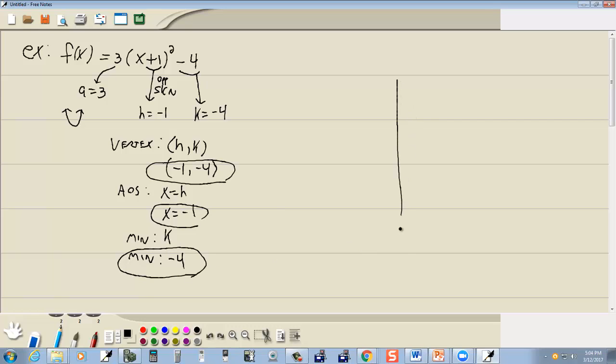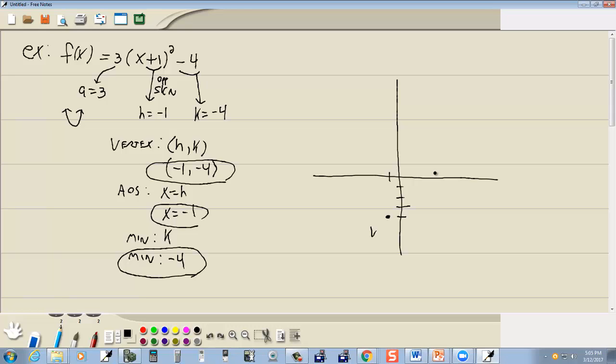Now let's take a look at the graph. (-1, -4). That'd be right there. And that's our vertex. And we know the graph opens up, so that kind of gives us an idea what it looks like before we begin.